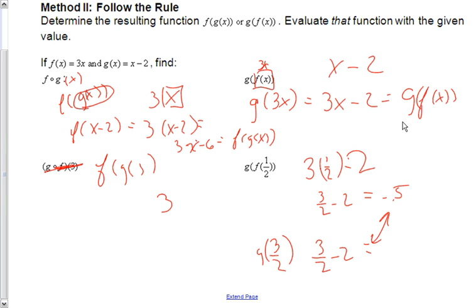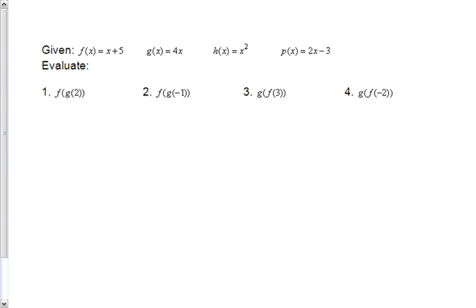Okay? But we should be able to find the composite function rule, and we should be able to interpret values. So we got a couple more here, probably more than we need, but let's get some practice in. F of g of 2. I'm going to follow the plugging in. So I find g of 2. Well, that's 4 times 2, which is 8. Well, then I need f of 8.